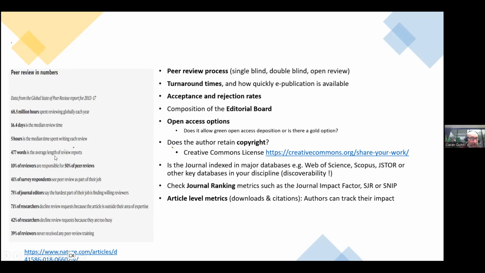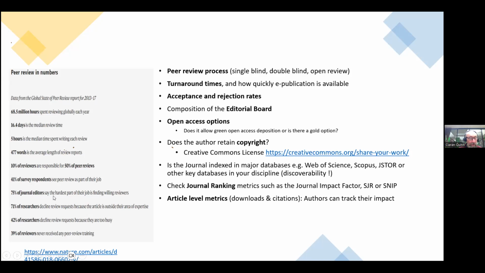This is just a little bit of information I found from this interesting report, the data from the Global State of Peer Review report. And it's just a bit on that whole peer review thing. So the interesting one, for example, 10% of reviewers are responsible for 50% of peer review. So you can see it's quite a focused little area. So you need to think about that whole peer review process thing.